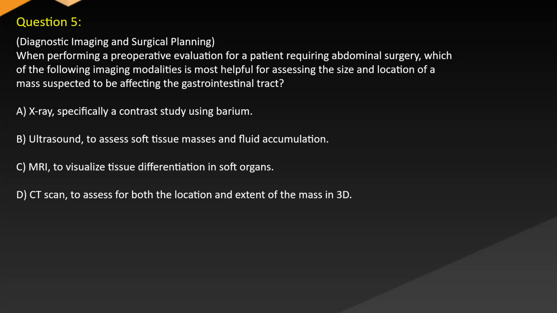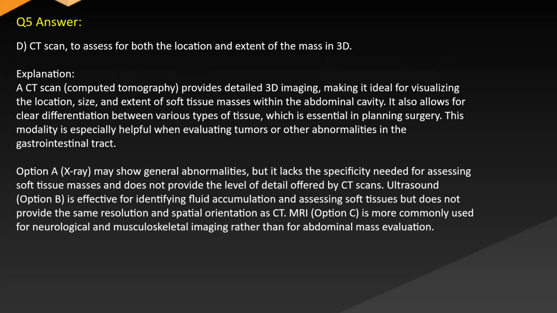A. X-ray, specifically a contrast study using barium. B. Ultrasound to assess soft tissue masses and fluid accumulation. C. MRI to visualize tissue differentiation in soft organs. D. CT scan to assess for both the location and extent of the mass in 3D. Answer: D. CT scan to assess for both the location and extent of the mass in 3D.